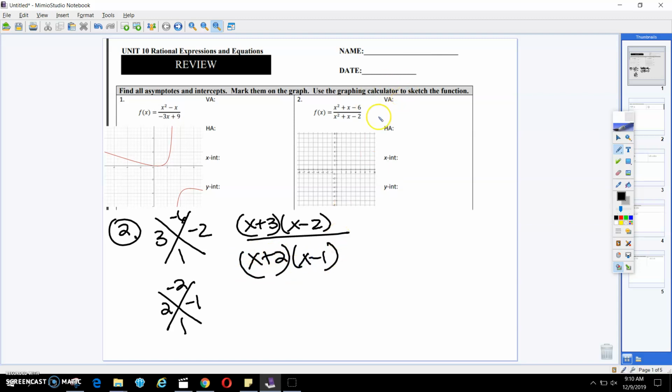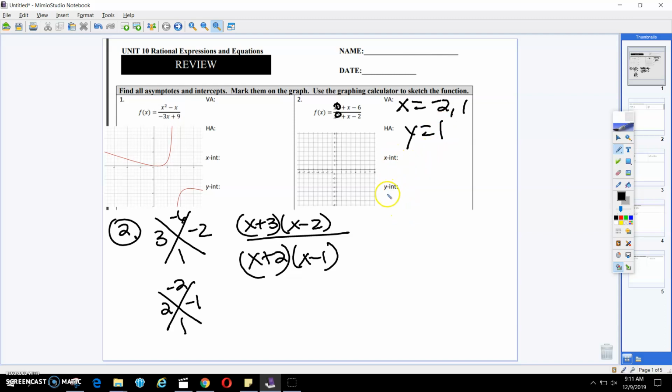All right, so our vertical asymptote comes from the denominator. So we're going to set anything in the denominator equal to 0 and solve. So that's going to give me x equals negative 2 and x equals 1. For the horizontal asymptote, we're going to look at our exponents. They're the same, so we're going to use the leading coefficients. We're going to divide them. So y is going to equal 1.